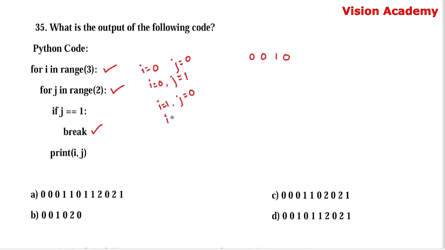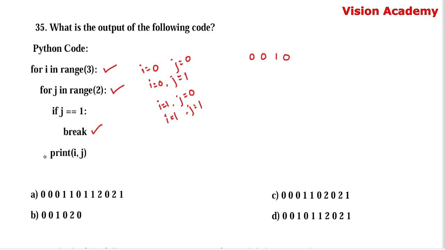Once again, control transfers to the inner for loop. Now the i value is 1 and the j value is also 1. Now, is j equal to 1? Yes, the condition is true. Once the condition is true, the break statement will get executed. Then the entire control will come out of this inner for loop without printing the values of i and j.